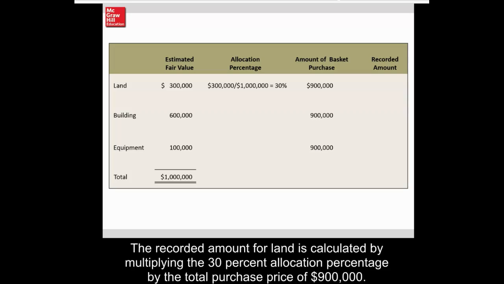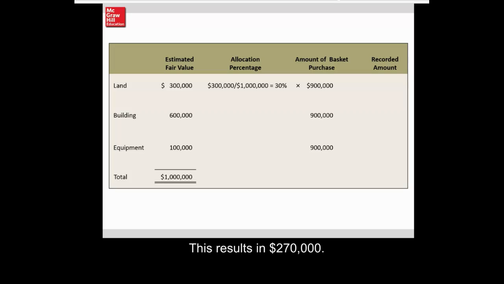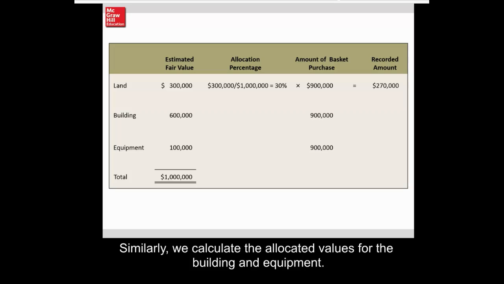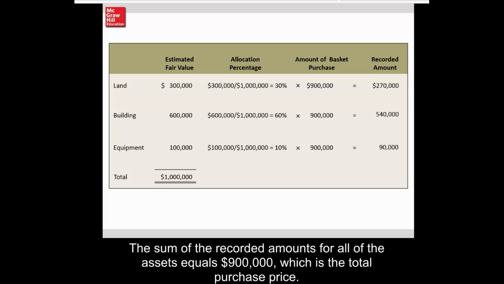The recorded amount for land is calculated by multiplying the 30% allocation percentage by the total purchase price of $900,000. This results in $270,000. Similarly, we calculate the allocated values for the building and equipment. The sum of the recorded amounts for all of the assets equals $900,000, which is the total purchase price.